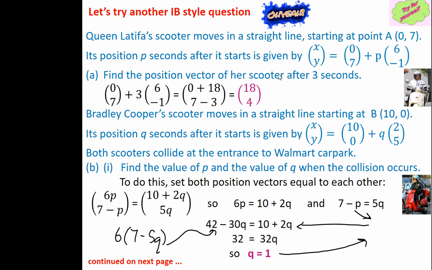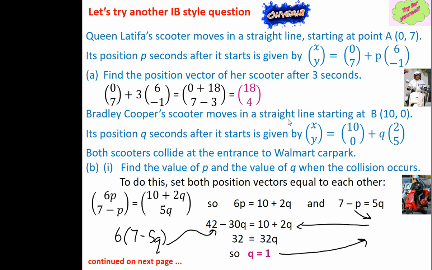Find the position vector of the scooter after 3 seconds. So all you have to do is sub in 3 into here. Show that you subbed in 3. Then you've got 0 plus 3 times 6, 7 plus 3 times negative 1. Work that out. They want it as a vector, not as a coordinate. If they want it as a coordinate, you'll just write (18, 4) in brackets. If they want it as a position vector, leave it as a vector.